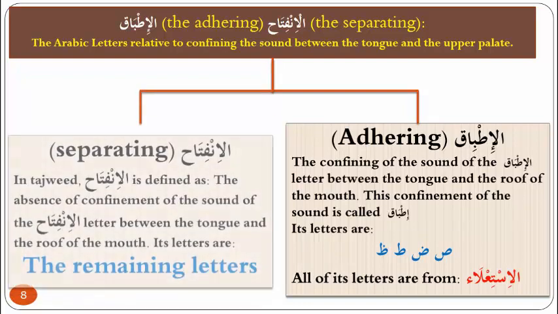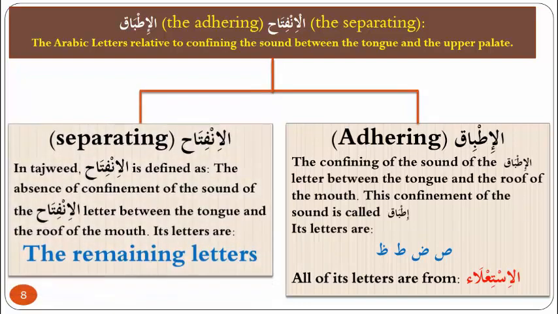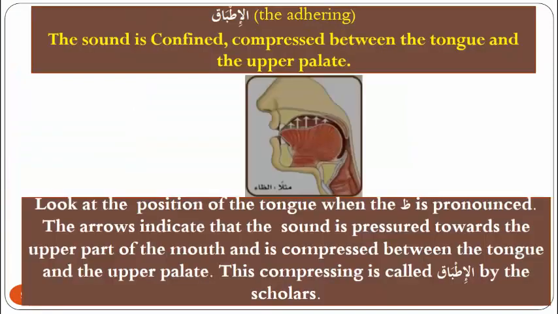On the other side, we have al-infitah. In Tajweed, al-infitah is defined as the absence of confinement of the sound of the infitah letter between the tongue and the roof of the mouth. Its letters are the remaining letters. So we have 4 out of 29, so 25 of them are letters of infitah, and 4 are letters of itbaq.